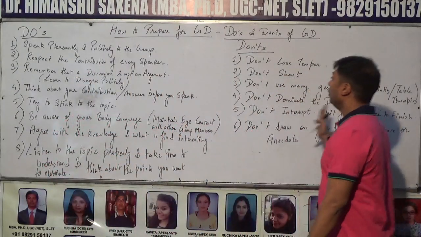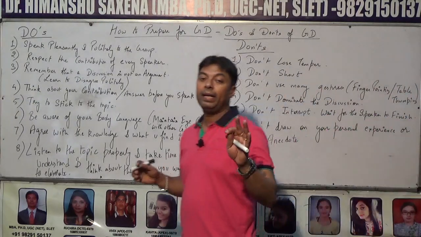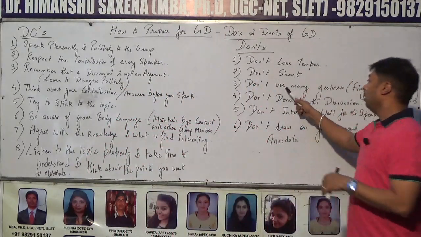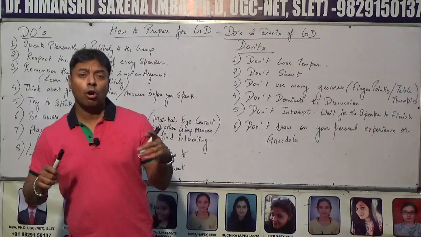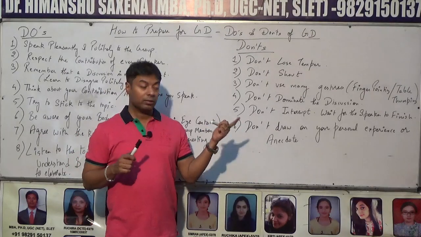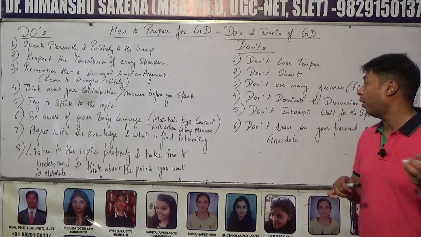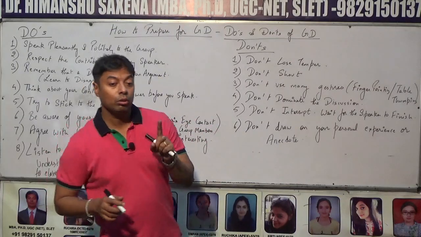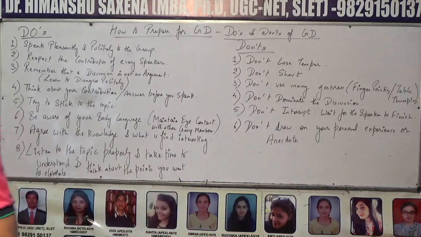The do's and don'ts of group discussion: do not lose temper, should not shout, maintain a soft, moderate pitch, a medium tone, do not use too many gestures like finger pointing or table thumping, do not dominate the discussion, allow others to speak, encourage the quieter members to come up with their viewpoints, do not interrupt, wait for the speakers to finish, and don't draw too much on personal experience or anecdote. Remember these points to be successful in group discussions.